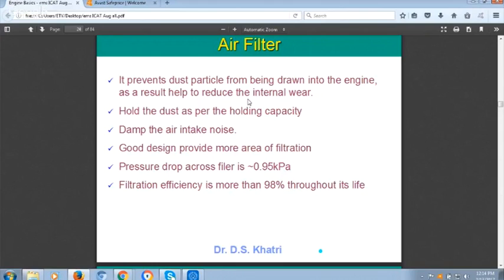So this is a very important component, and don't take it lightly. So that the audience and participants can remember all these things: you can assume the air filter is like your nose. You see there are small hairs in your nose, and some liquid is also there, so that actually traps the dust particles. So that's why I'm saying you can always take inspiration from nature.